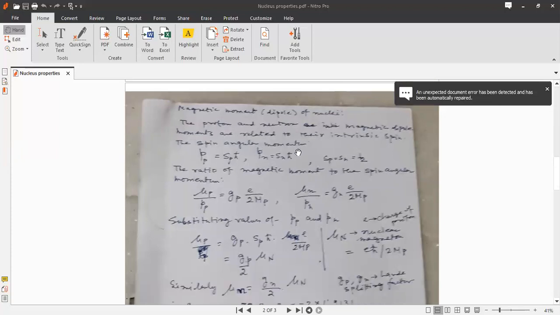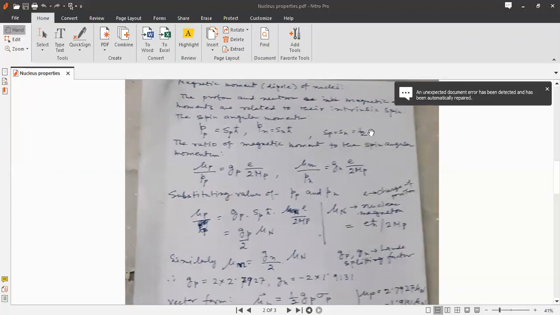Now the spin angular momentum, let it be represented for the proton as Sp, that is the spin times h bar, and for the neutron it is again the spin quantum number s times h bar. But for neutron and proton, we know that the values are half, so in both cases it will be half h bar. Now the ratio of the magnetic moment to the angular momentum. Suppose this is the magnetic moment mu p and we have the spin angular momentum.